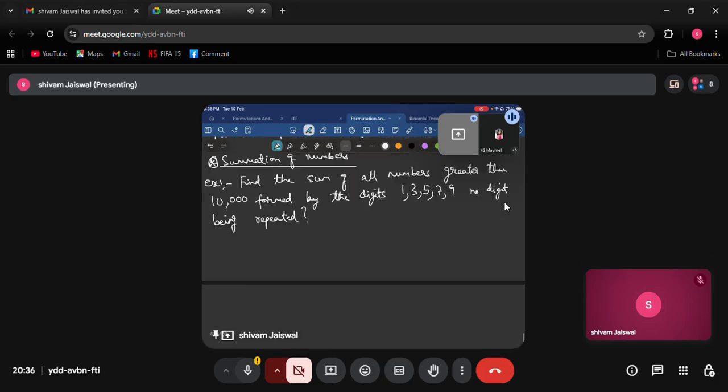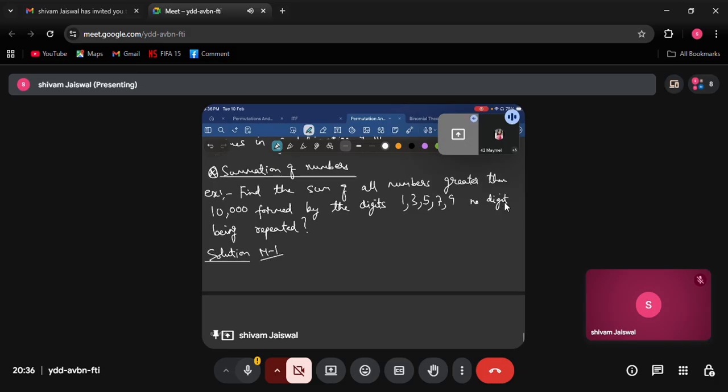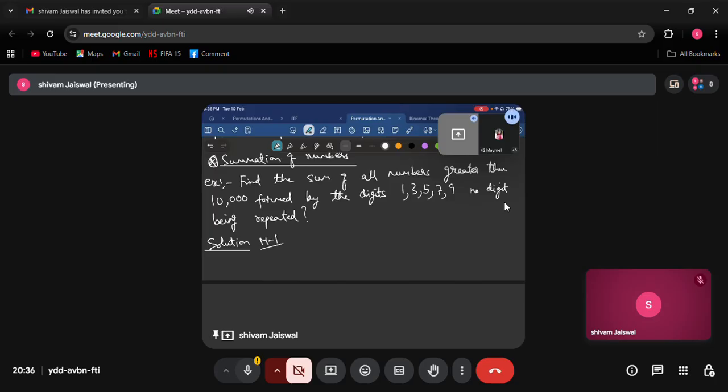So everyone, let us start. Method 1. First of all, tell me what is the total number of numbers formed by 13579 greater than 10,000, using all the digits only once? What is the number of numbers? 5 factorial. Right. Total number of numbers will be equal to 5 factorial, which is equal to 120. Are you getting it?